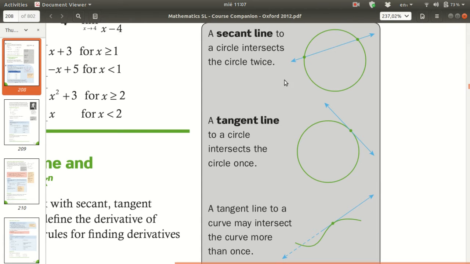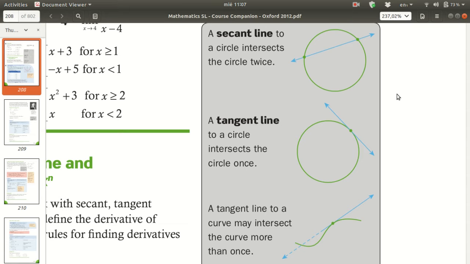First, let's talk about a secant line. All right, so a secant line intersects, in this case, a circle in 2 points. But we can think of a concept similar to this for any graph of any function, where a secant line is basically going to intersect the graph of a function at 2 points.